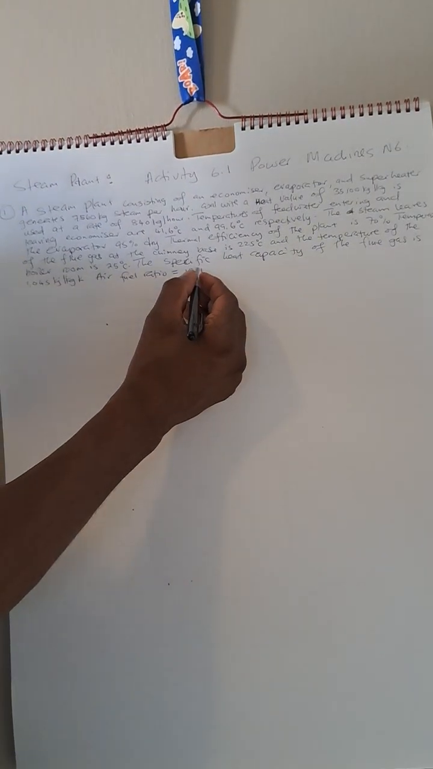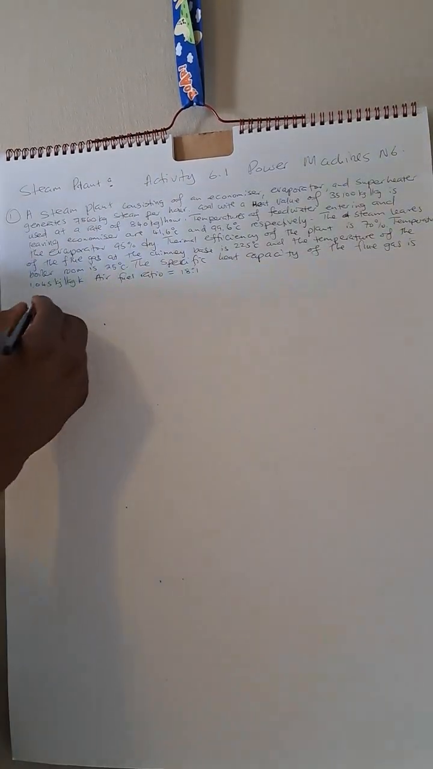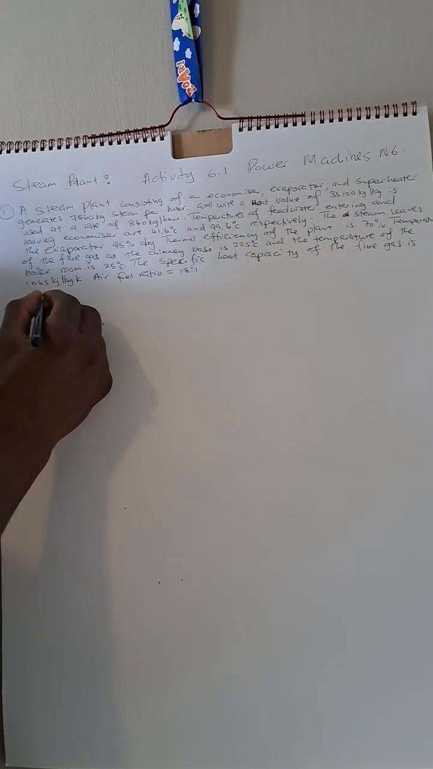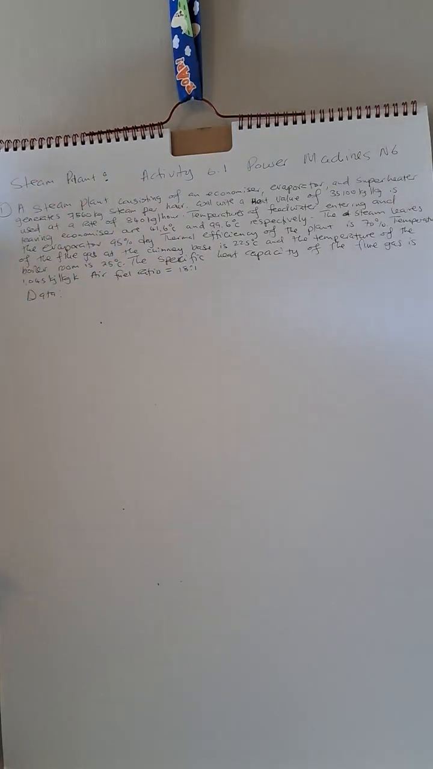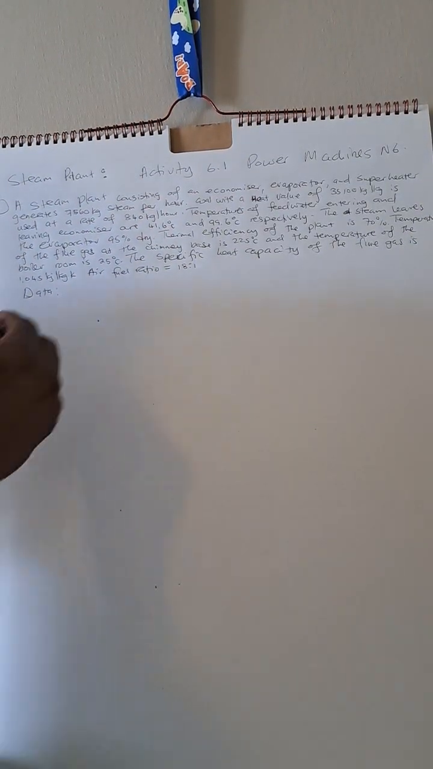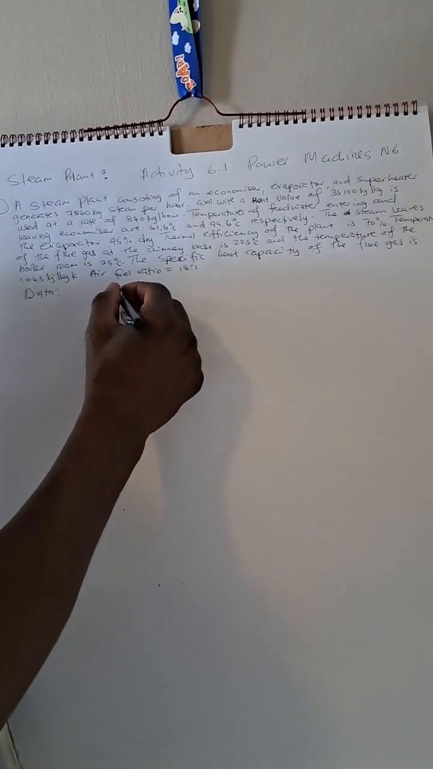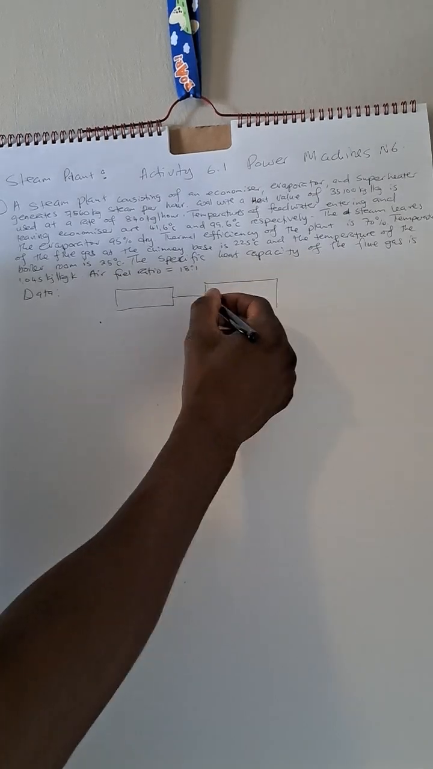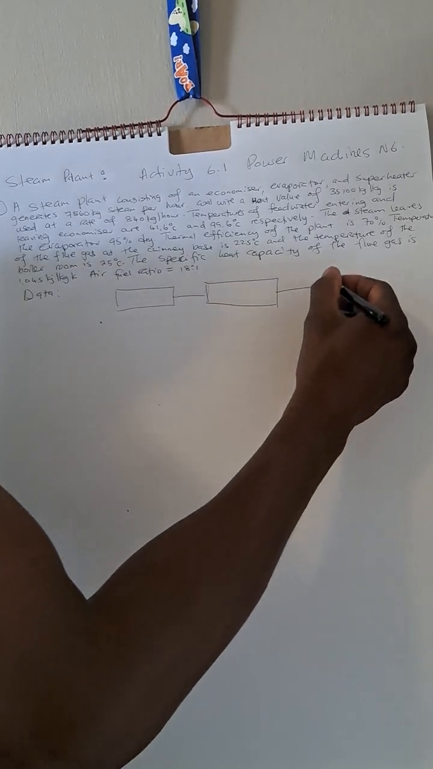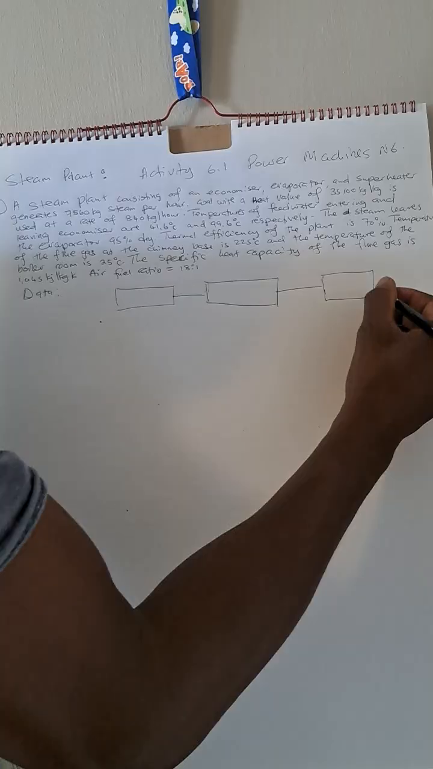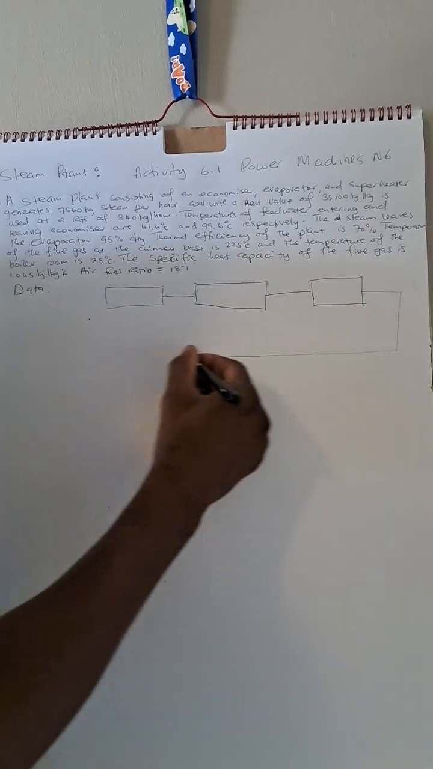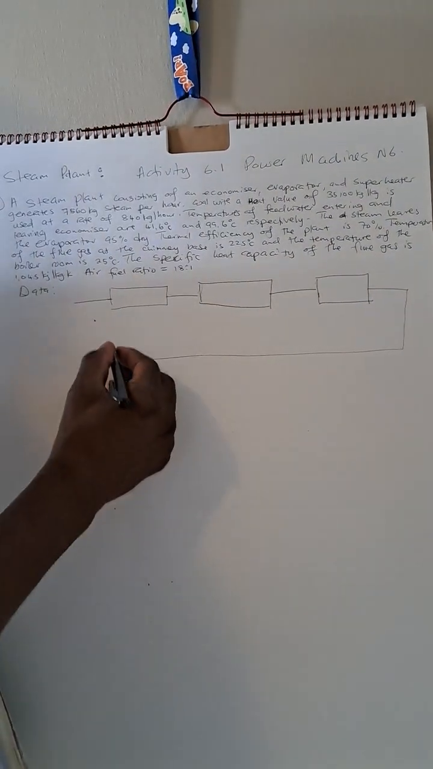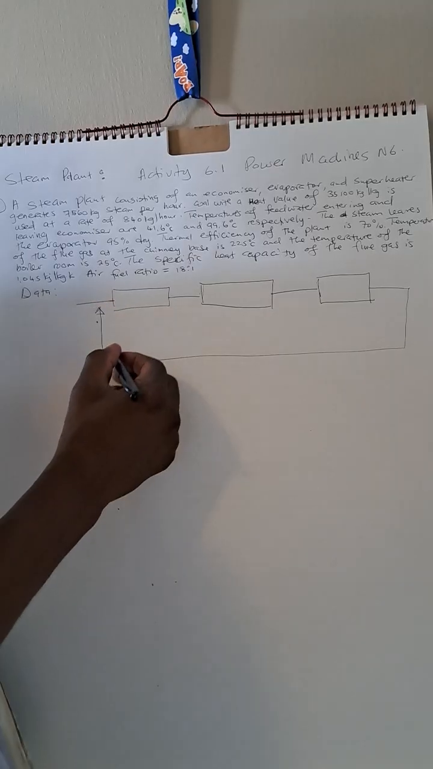Our air fuel ratio is given as 18:1. Now we can summarize the data of what we are given so that as we are solving the problem, it becomes quite easier. So let's see what we are given here. I hope it's visible. We are given the following.